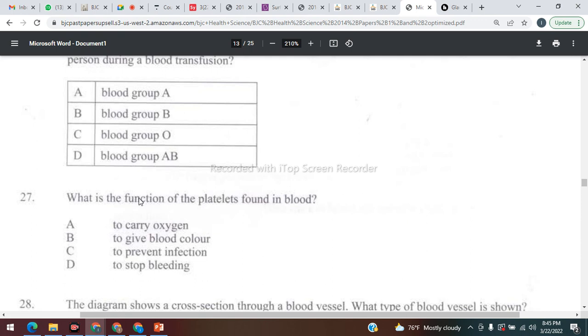Number 27. What is the function of the platelets found in the blood? D, to stop bleeding. Yes, platelets stop bleeding or clot blood, or repair cell damage.